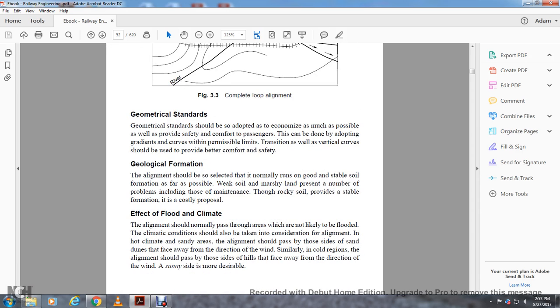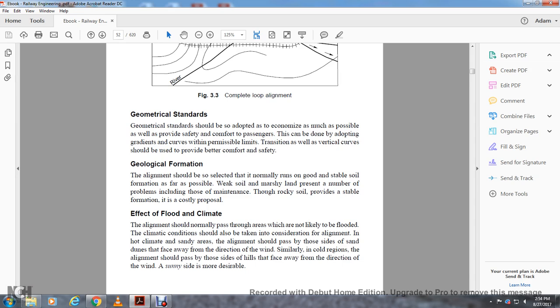Economical geometrical standards. Geometrical standards should be adopted so that the project is economized as much as possible, as well as providing safety and comfort to the passengers. This can be done by adopting gradients and curves within permissible limits. The transition curve as well as the vertical curve should be used to provide better comfort and safety.